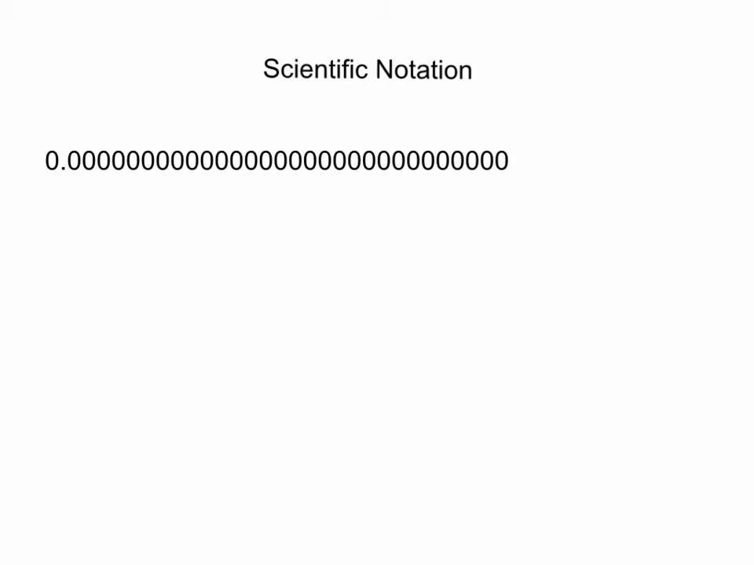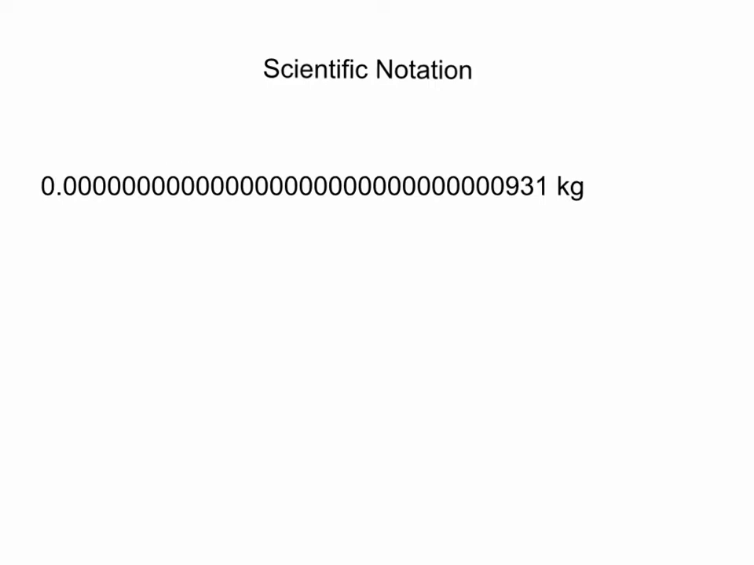Now, some measurements, even when we convert to the appropriate unit, may be very, very big or very, very small. For example, let's look at the mass of an electron. So the mass of an electron is 0.0000931 kilograms. This is a very, very tiny number. Now we need to figure out a way to represent this number so that it's easier to understand.